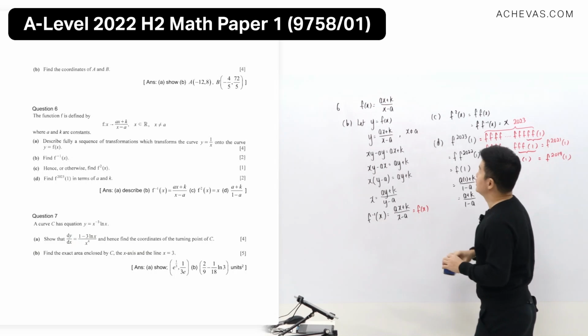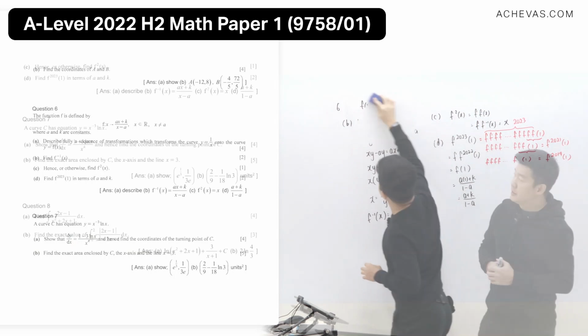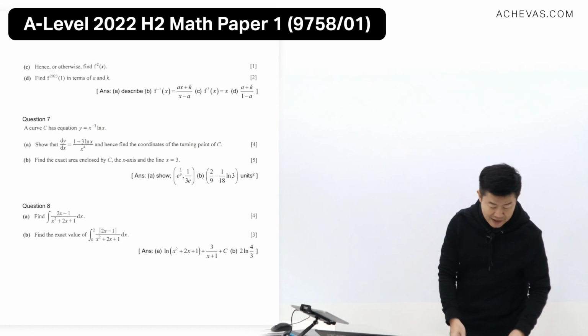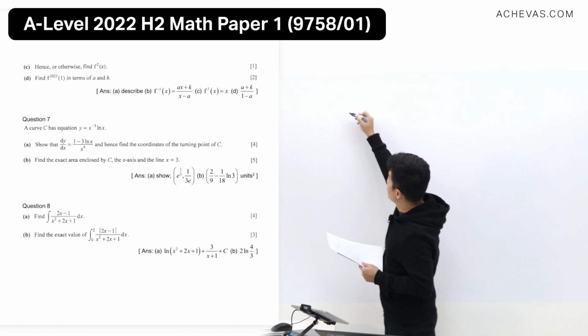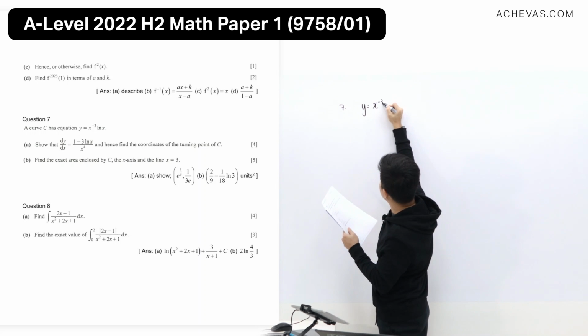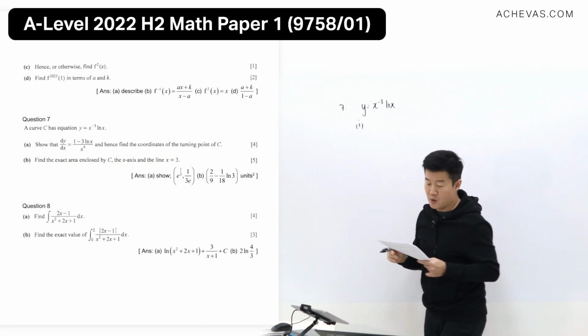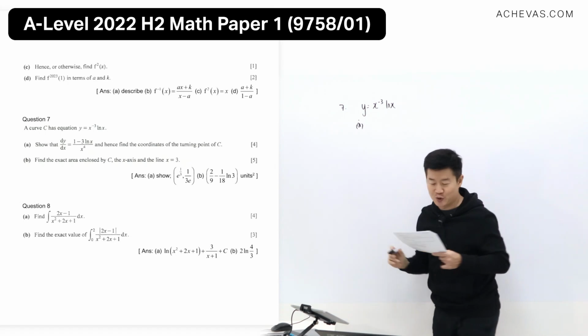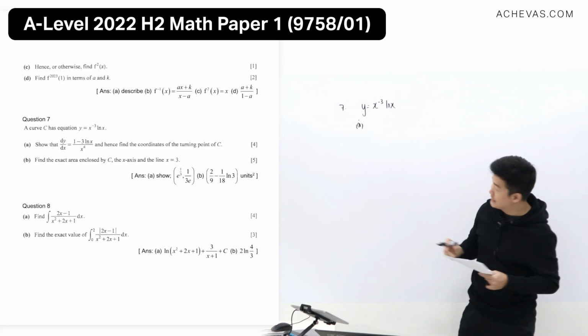Let's move on to question number 7. Let's now take a look at question number 7. And we are given the equation of curve C as y is equal to x to the power of negative 3 ln x. In part A, we are supposed to try to find dy/dx.